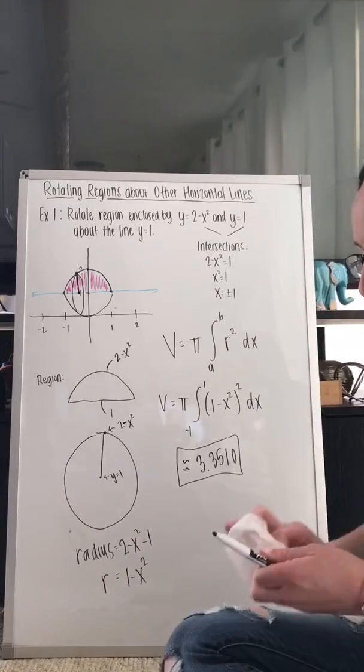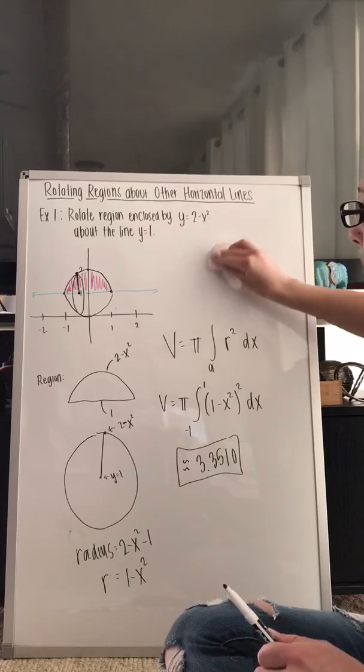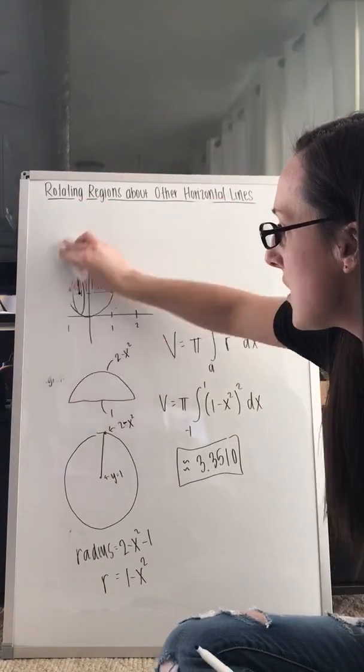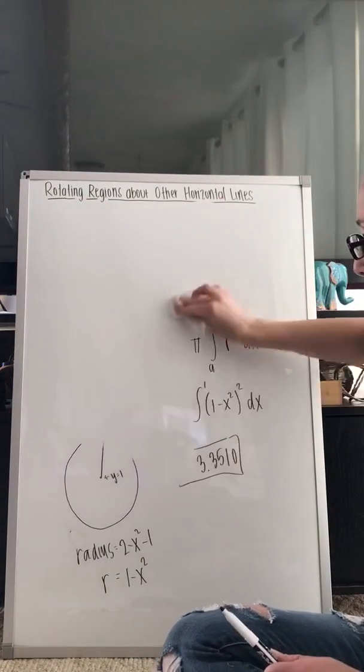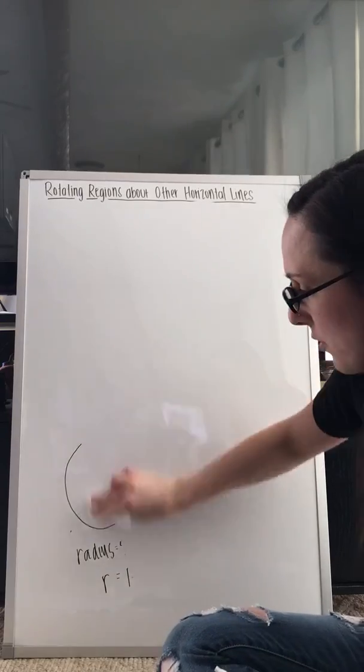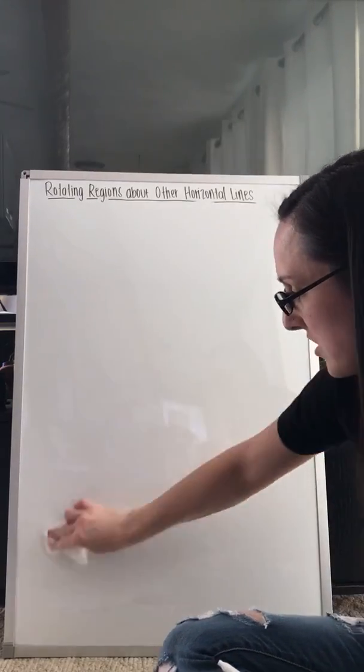All right, so I'm going to go through another example. I'm going to try to do probably 4 or 5 examples with you guys on this, because it really depends on what the function is and which way we're rotating, and hopefully seeing more examples will help you guys out a little bit more.